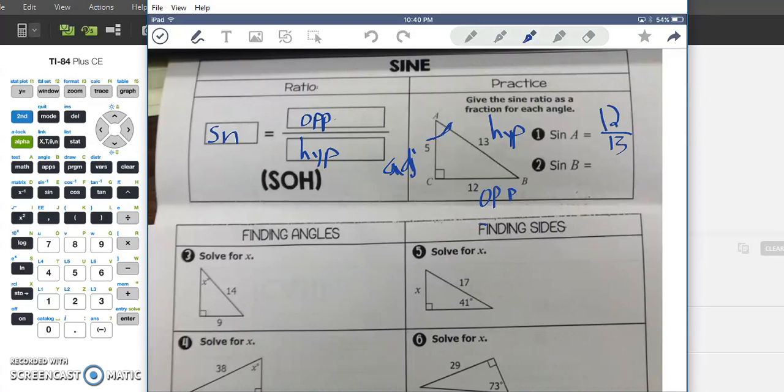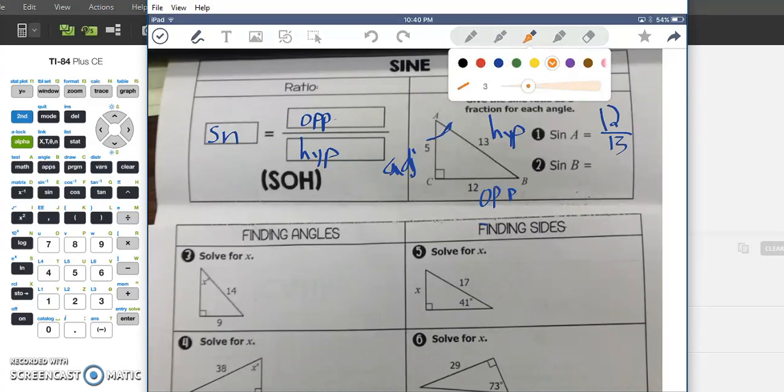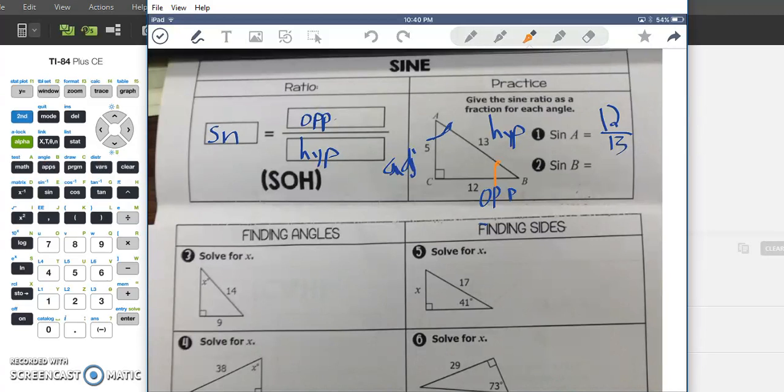So then on practice B, you'll notice that we're talking about this angle. So when you're talking about that angle, this becomes the adjacent, the 5 becomes the opposite, and the 13 remains the hypotenuse, because the hypotenuse never changes. So if we go from sine, which is still opposite over hypotenuse, this time it would be 5 over 13, because we're dealing with the location of B. The 5 is opposite of B, and the hypotenuse is still just the hypotenuse.